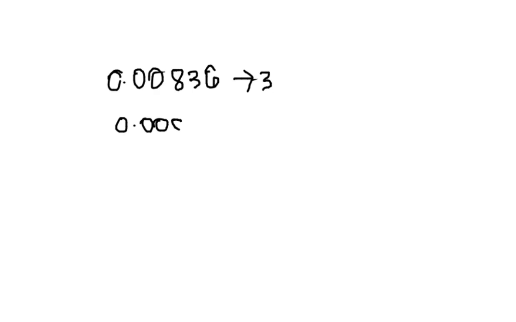And if we have 0.00508, significant part is 5, 0, 8. Just count from left to right, and we don't include the zeros at the start. So we got 3. We include the 0 from the right side because there's a decimal.